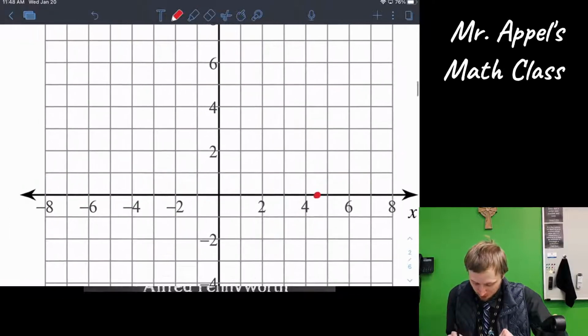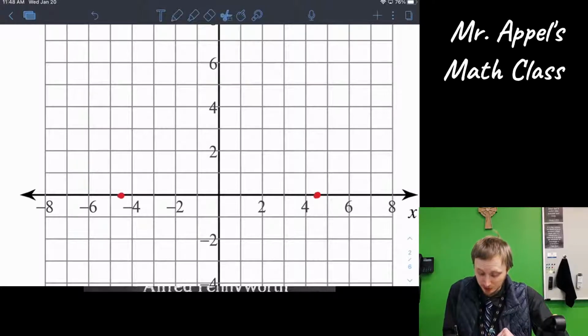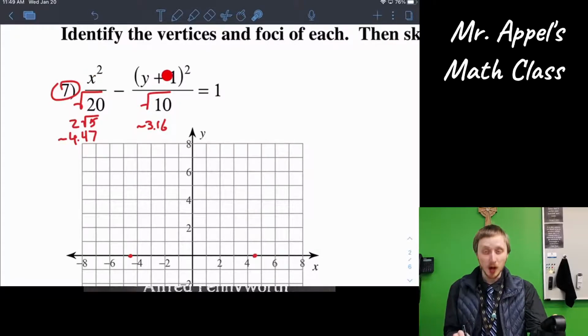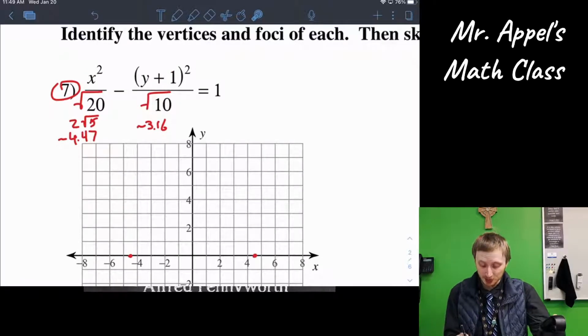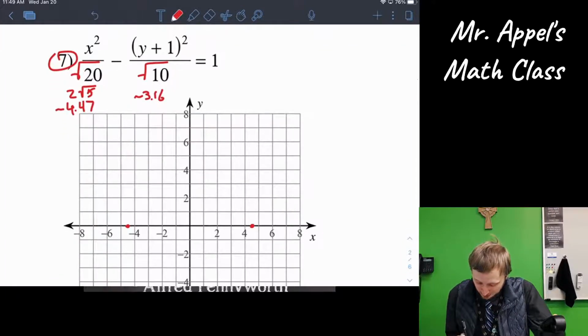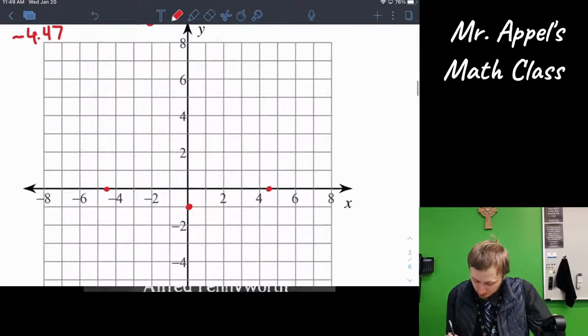So go out there to either side. Remember, because the x was centered on the origin, there's no minus up in here. The y, however, we've got to shift our center point. Y plus 1, so it's actually down here is our center. So actually, let me move those points down.